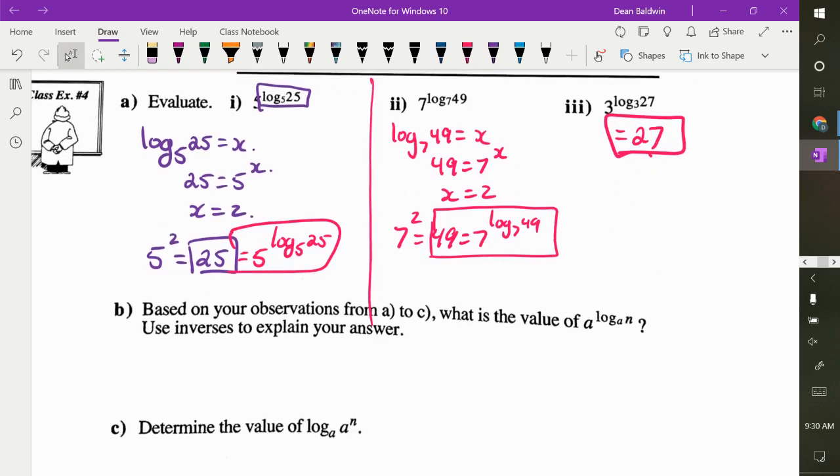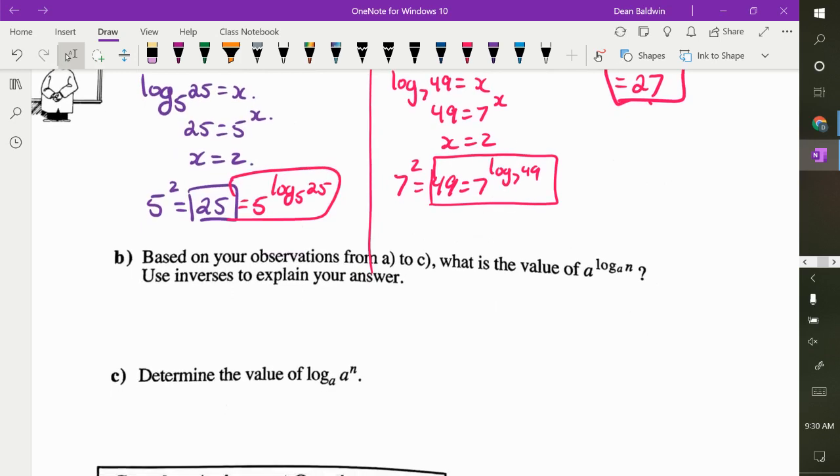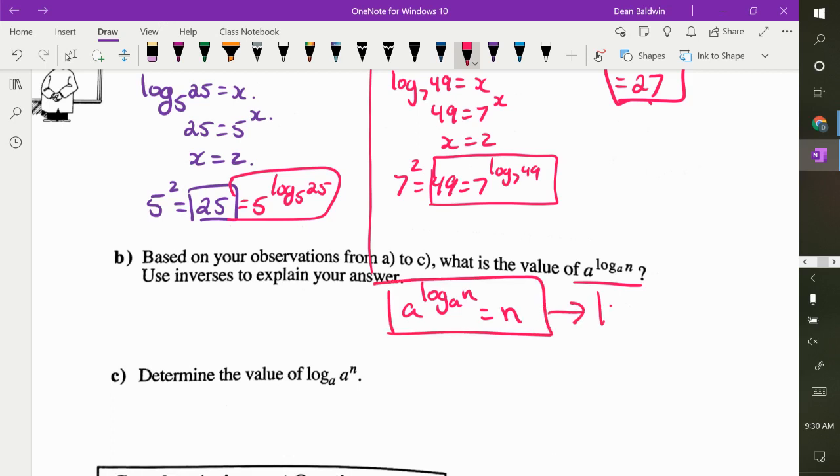So, for example, if I give you this, a to log base a of n, without doing any work, you would tell me the answer is n. Know that. It will make your life so much easier. Not that, know this.